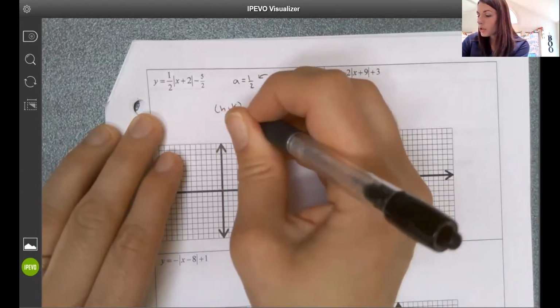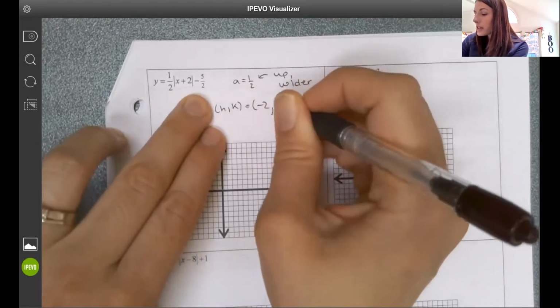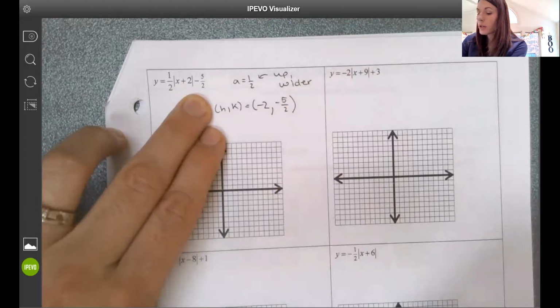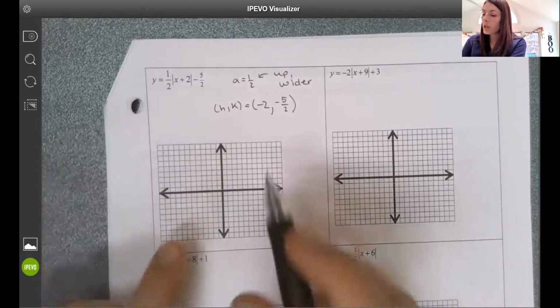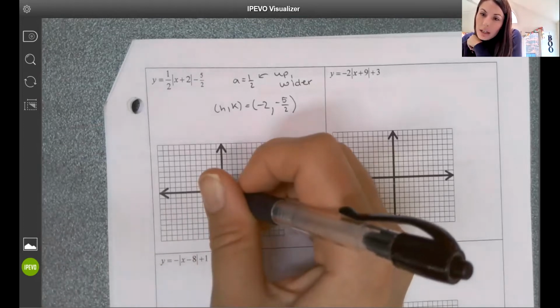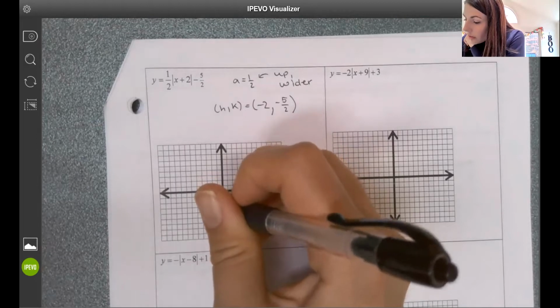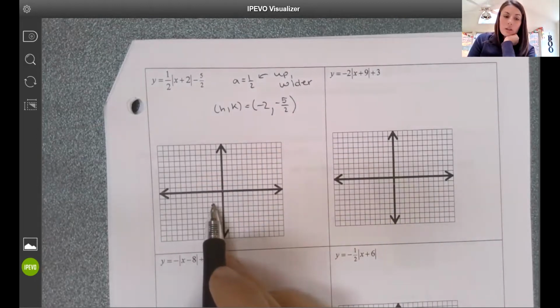My vertex, HK, is at opposite of H, -2. K is -5/2. So I'm going to plot my vertex at -2, -5/2. That would be like -2.5. So I'm going to go -2, -2.5. There's my vertex right there. It's kind of like floating in between -2 and -3 on the Y.